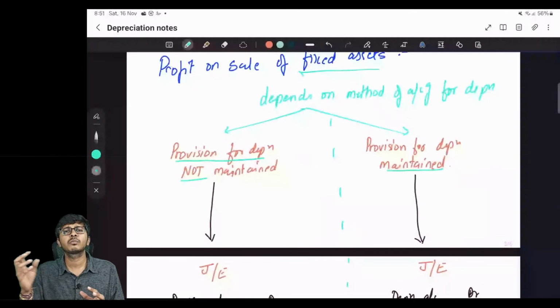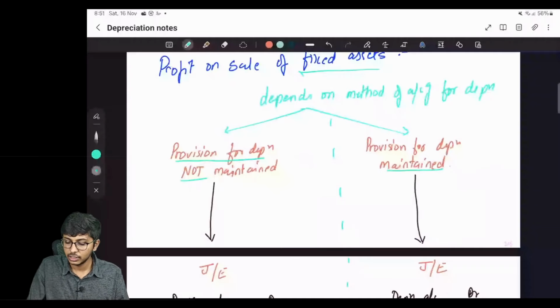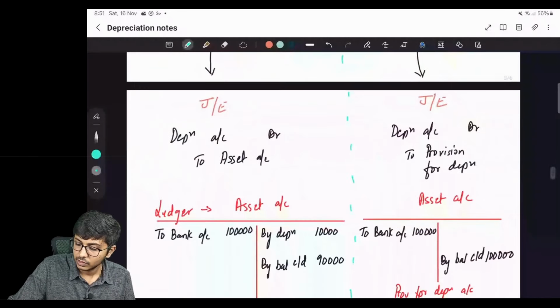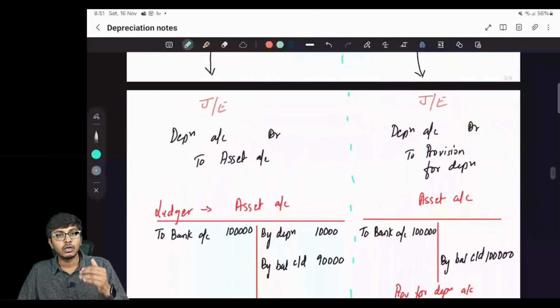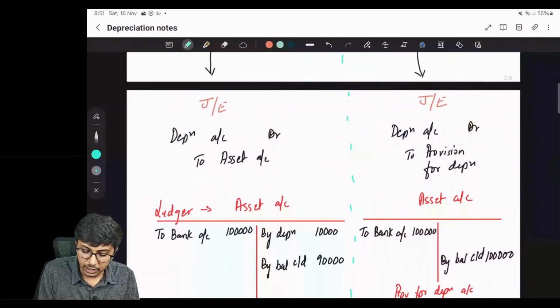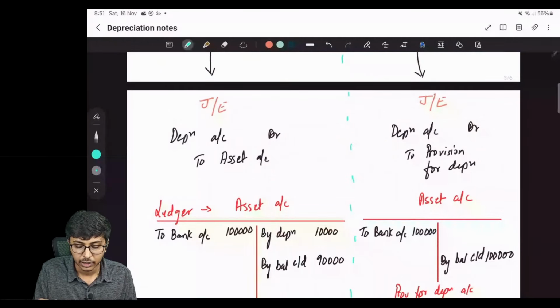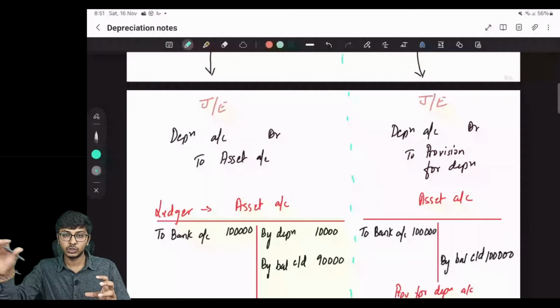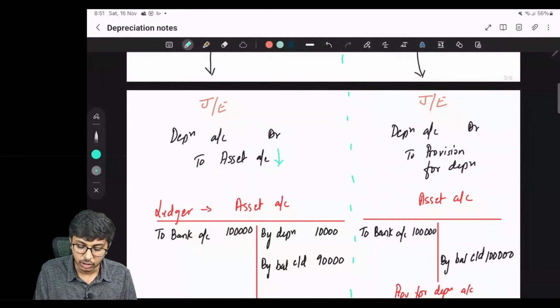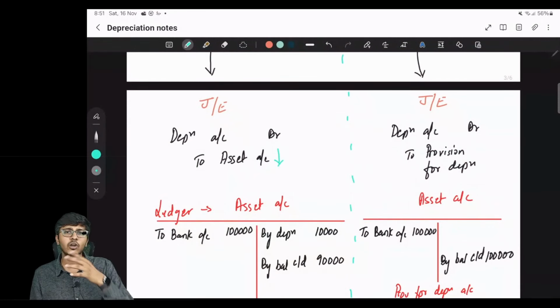Accumulated depreciation or provision for depreciation, these are one and the same. So what we will do, you see the journal entry how it is passed. If provision for depreciation is not maintained, you will say depreciation account debit, that is an expense, so you are debiting and you are reducing the asset. I told you in the beginning, the asset is reduced immediately. We are not maintaining provision for depreciation, correct?